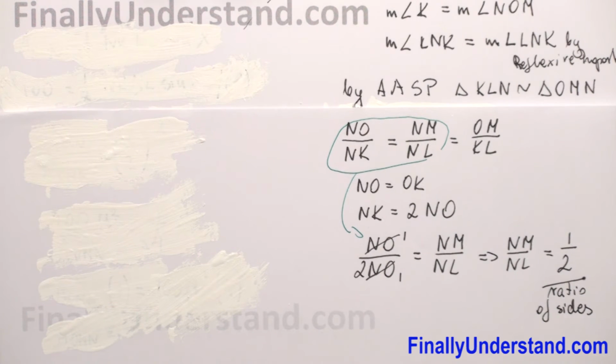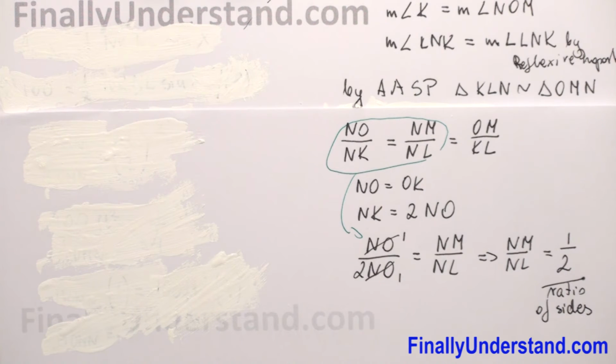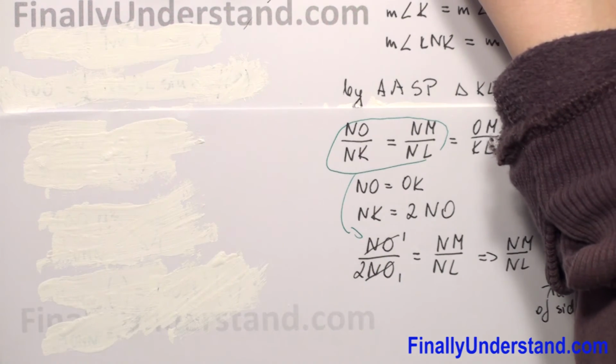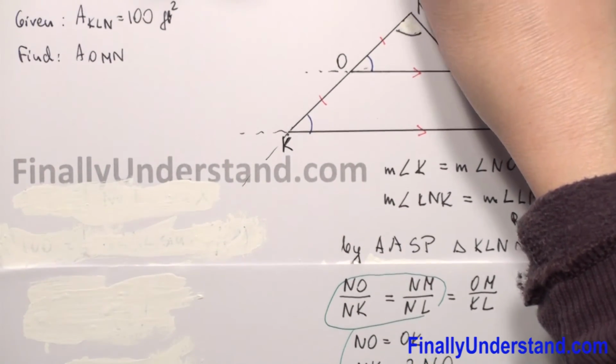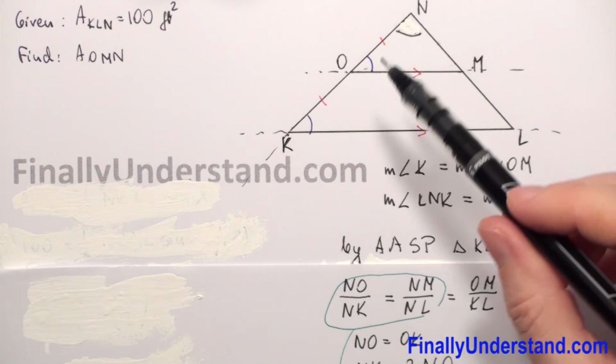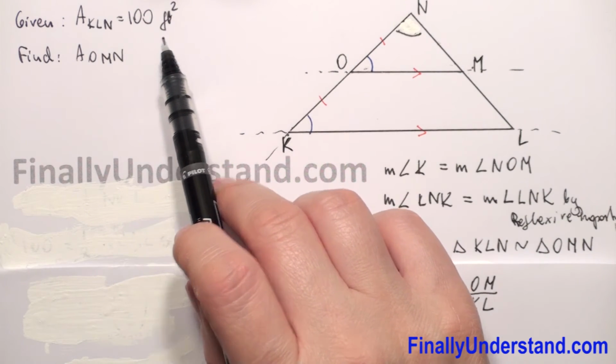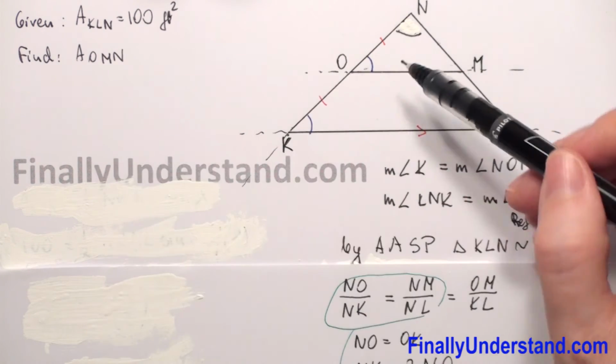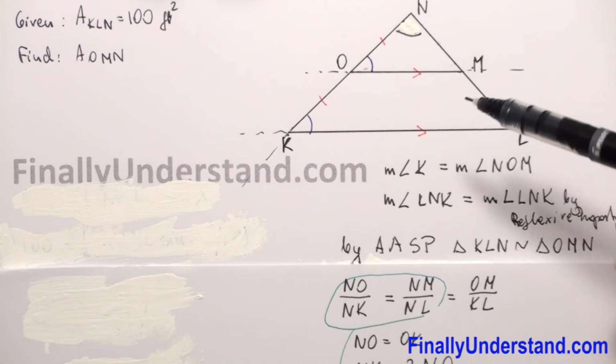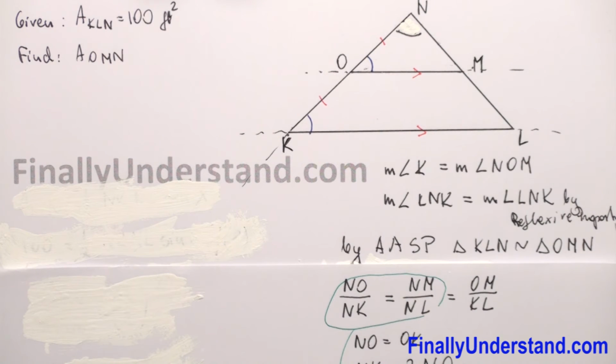What next? We have 2 similar triangles. We have the ratio of sides. And also we have given the area of triangle KLN is 100 square feet. We need to find the area of triangle OMN. So because we found the ratio of sides, we will use the theorem that in 2 similar triangles, the ratio of their areas is the square of the ratio of their sides.